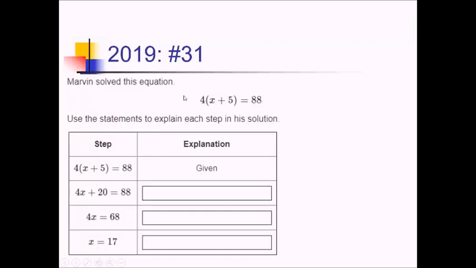On this problem, we have Marvin solving this equation, and he actually did all the work for you. You just need to explain what he did on each step. And there were some drag and drop sort of deals you could put in here, but we're going to just do fill in the blank.